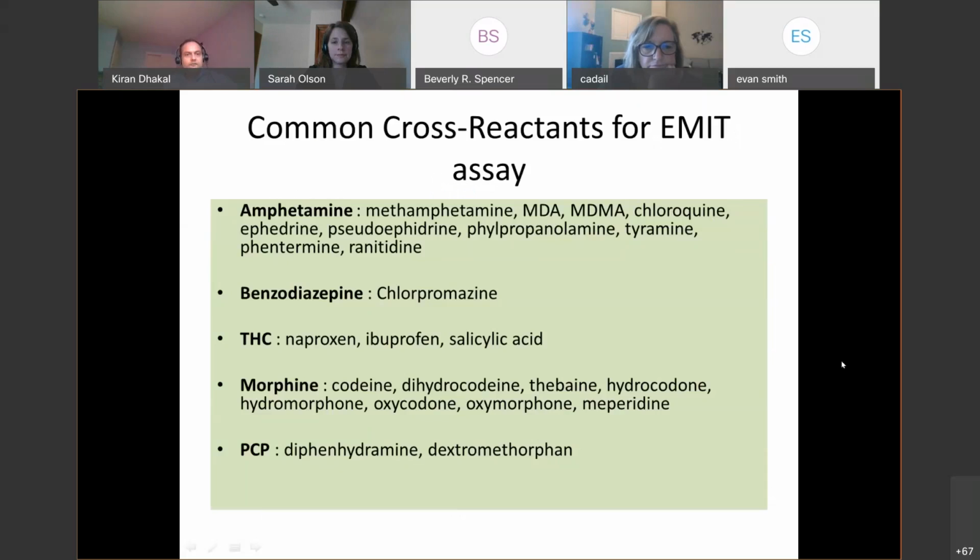So here are the very common cross-reactants for enzyme immunoassay. Most interferences we see are in the amphetamine assay, because there are structurally similar compounds for amphetamine: methamphetamine, MDA, MDMA, chloroquine, ephedrine, pseudoephedrine, phenylpropanolamine, tyramine, phentermine, ranitidine. All these chemicals can give a positive reaction with the amphetamine assay.